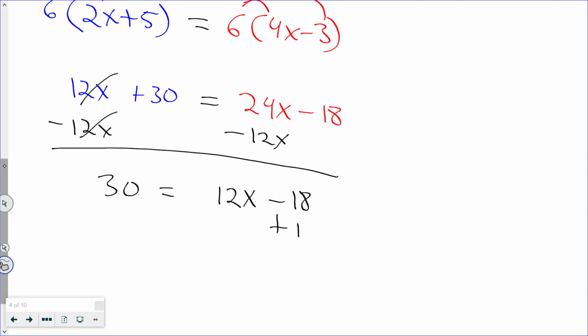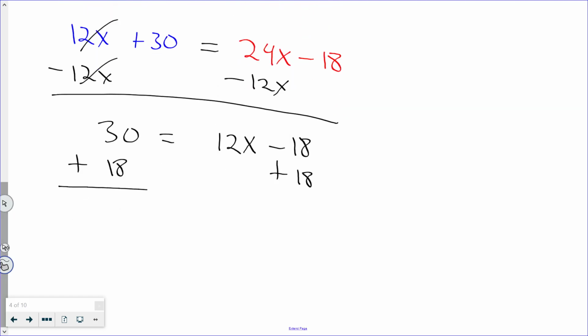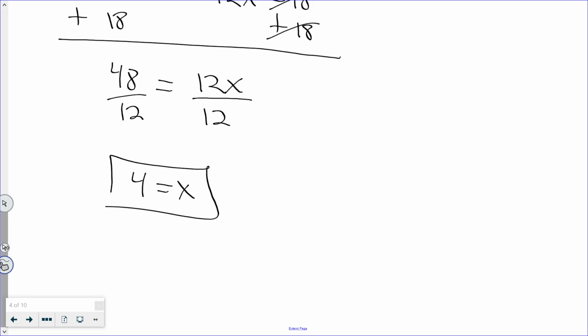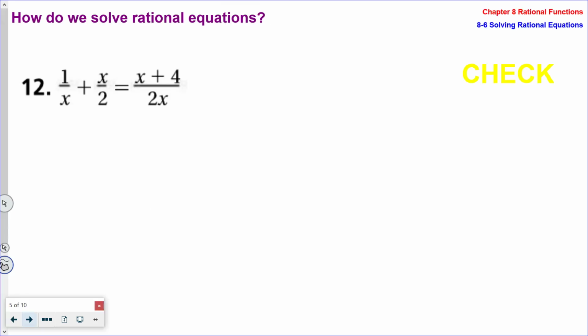Add 18 to both sides. 48 is equal to 12x. Divide both sides by 12. 4 is equal to x. Take 2 minutes and do this one here. Let's see if we could all get the same answer.